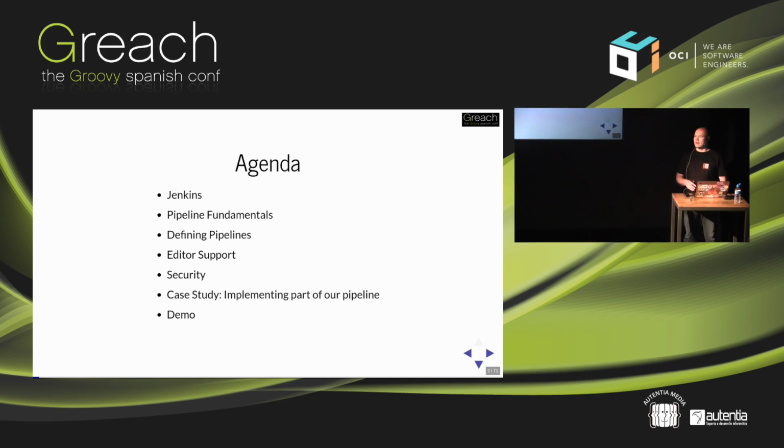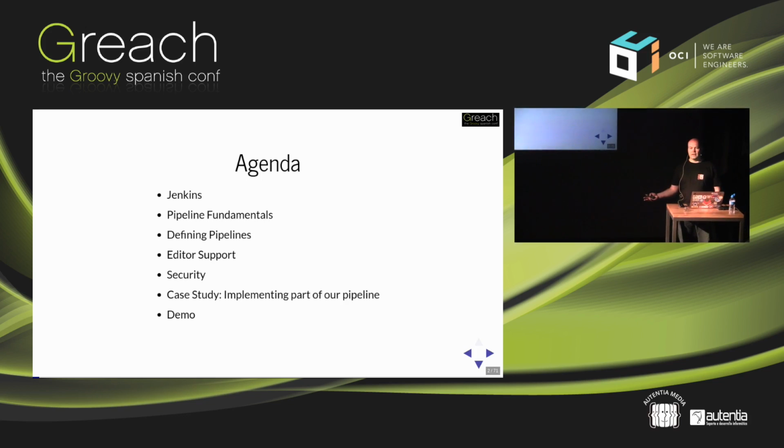I have a case study on how I would set up a pipeline with Jenkins, all the way to deploying to the cloud, running integration tests, rolling back in case they fail, and completing the upgrade in case they don't fail. And of course, that will be part of the demo.